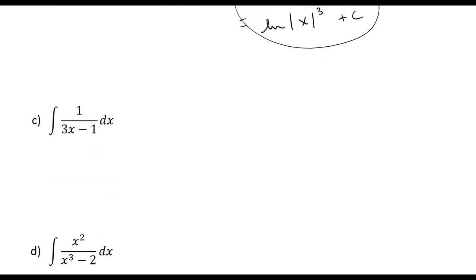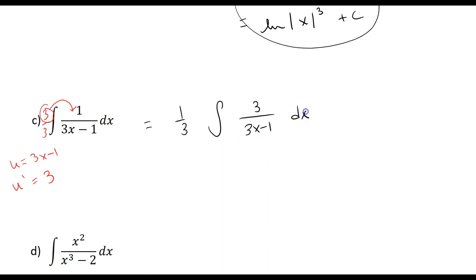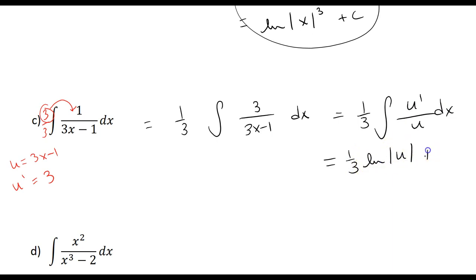Now this is where things get a little bit interesting. In this case, I've got the integral of 1 over 3x minus 1 dx. So if I let u be equal to 3x minus 1, then u prime would have to be 3. And we don't have a 3. So I'm going to multiply by 3 over 3 on the outside, and I'm going to bring one of the 3's in. So this becomes 1/3 times the integral of 3 over 3x minus 1 dx, which is 1/3 times the integral of u prime over u dx. So this is 1/3 times the natural log of the absolute value of u plus c.